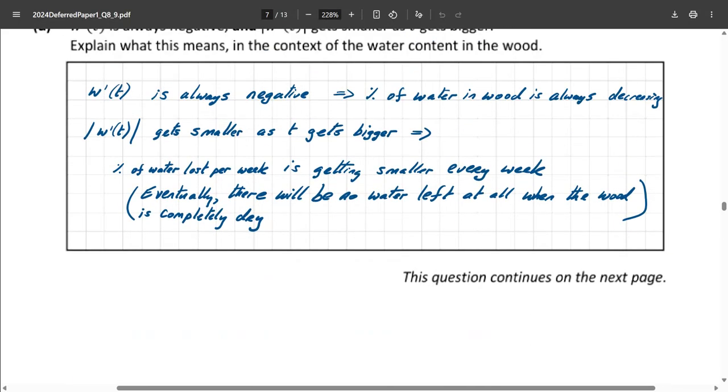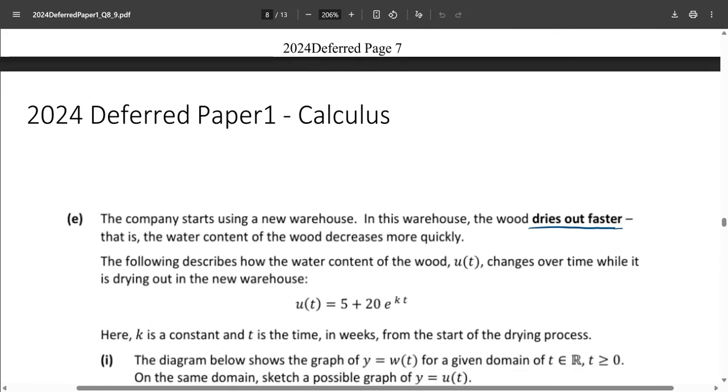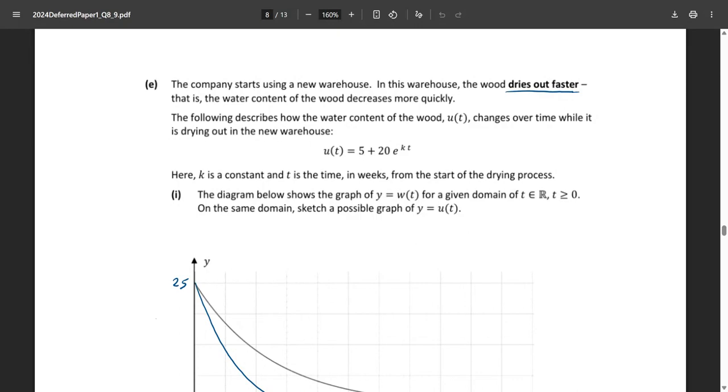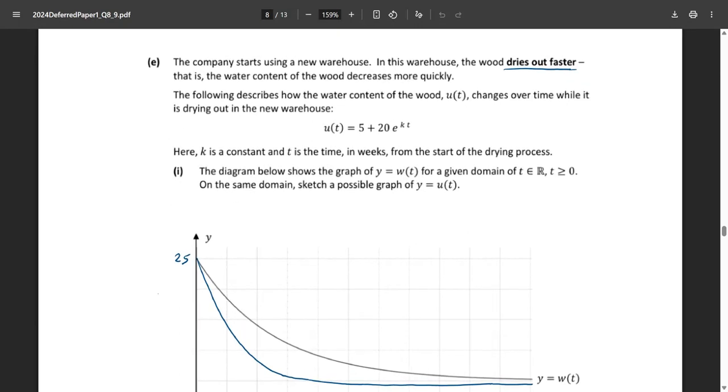Now, the next part. The company that's drying out this wood, they're building a new warehouse, and it turns out in this new warehouse the wood dries faster. Now again, there's that bold. Watch out for that in the exam always. We're trying to help you here, the examiner is trying to tell you something that's important. So it dries out faster. So it's basically losing water more quickly.